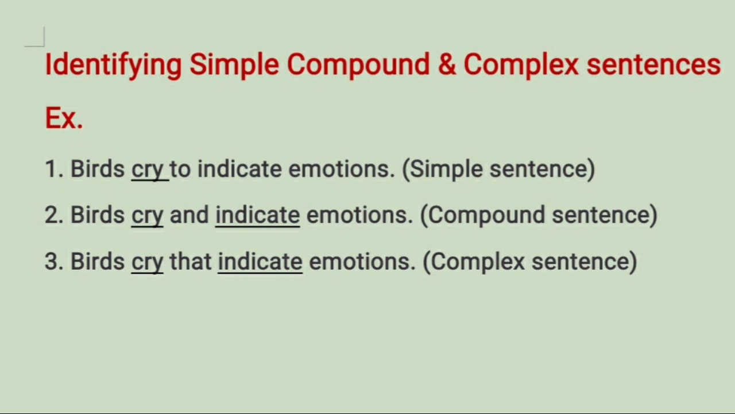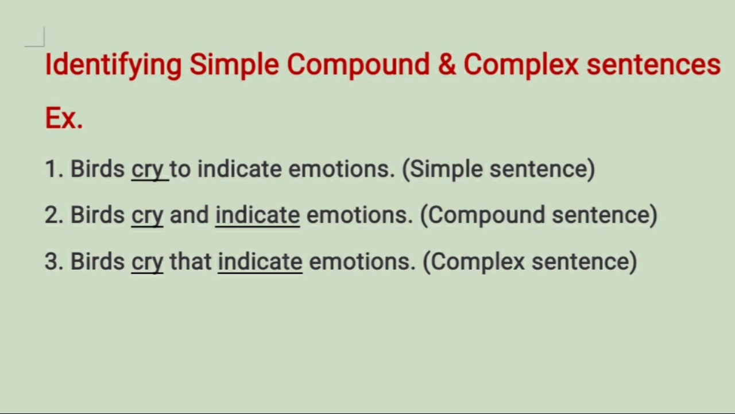Birds cry and indicate emotions. This is a compound sentence. There are two main clauses. Birds cry is one clause, and indicate emotions, or birds indicate emotions, this is another clause. These two main clauses are joined by a coordinating conjunction and.